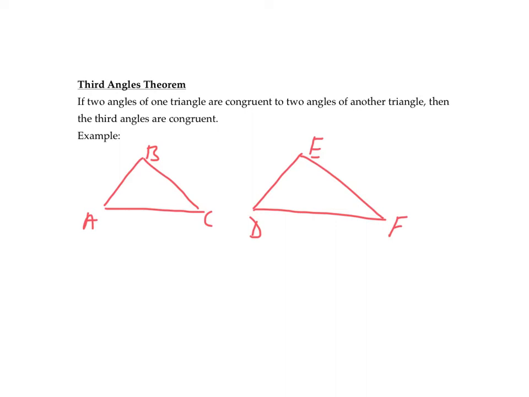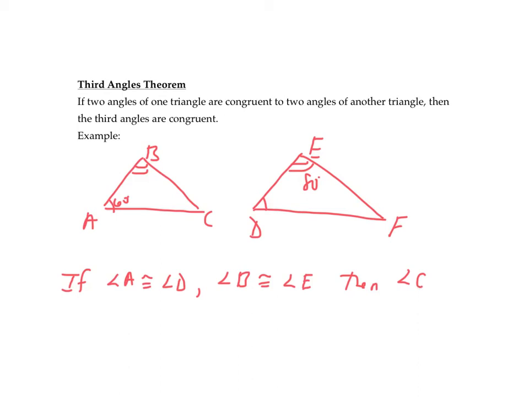Now, let's say we're given information that says angle A is congruent to angle D, so mark those two congruent. And let's say we know that angle A has a measure of 60 degrees. And let's say angle B is congruent to angle E. Mark those two congruent. And let's say we know that angle E is 80 degrees. Then we should be able to show that angle C is congruent to angle F.